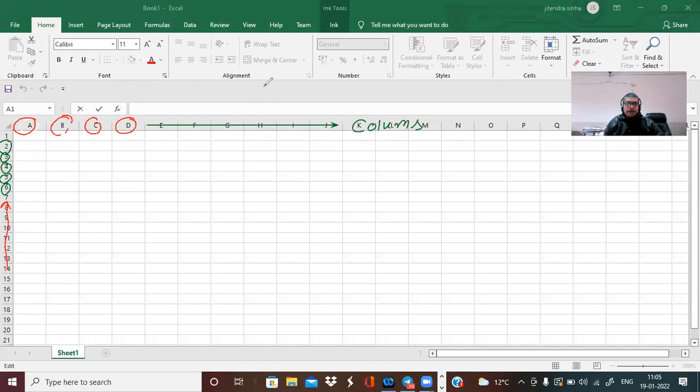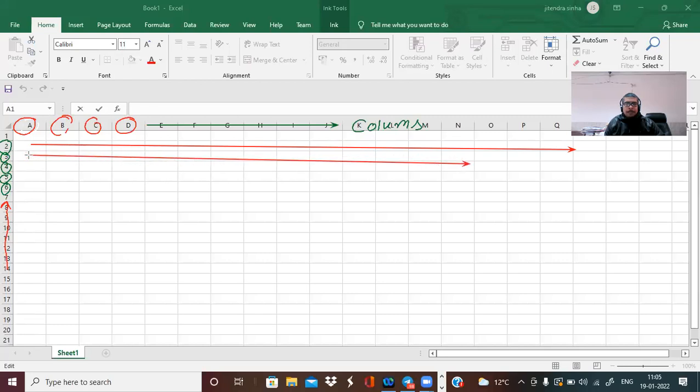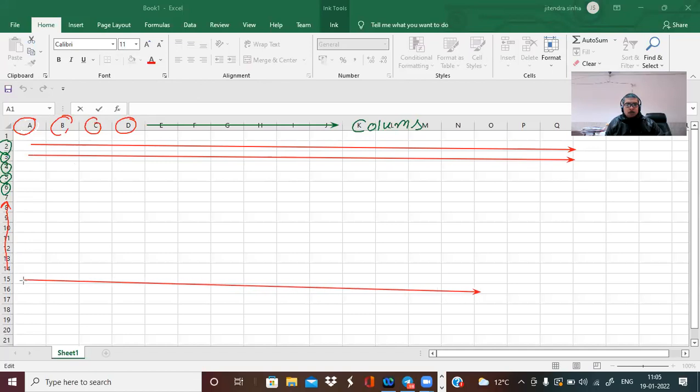When we write, you can see how many rows. This is one row, and the number of this row is 2. You can see this another row. This is 3, the number of this row is 3. Similarly, you can see this is a row.